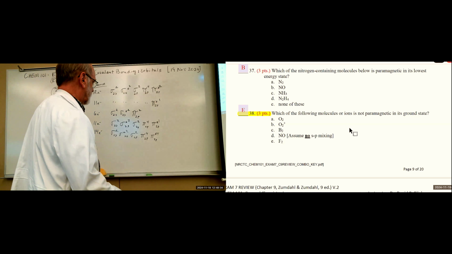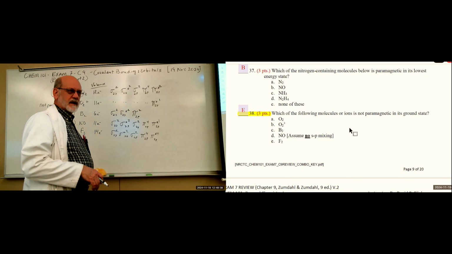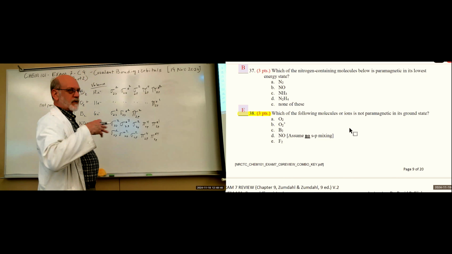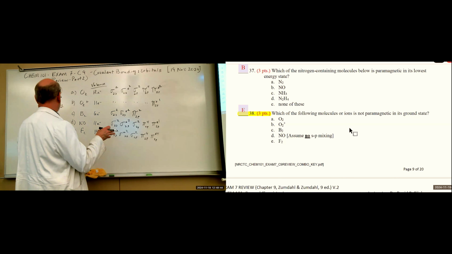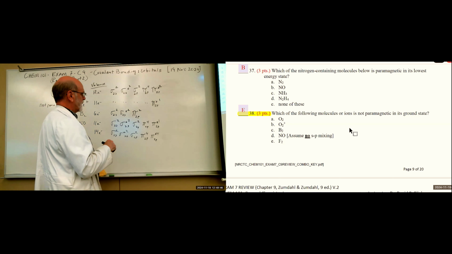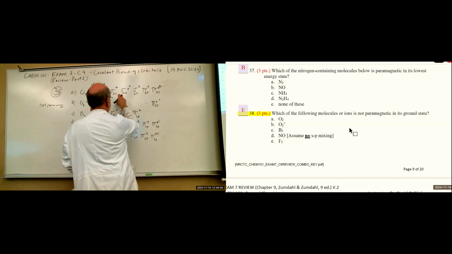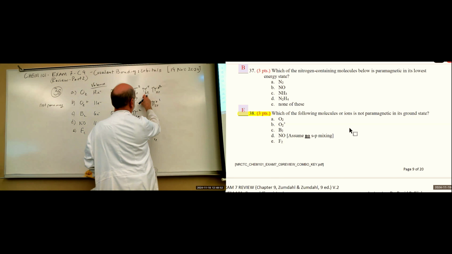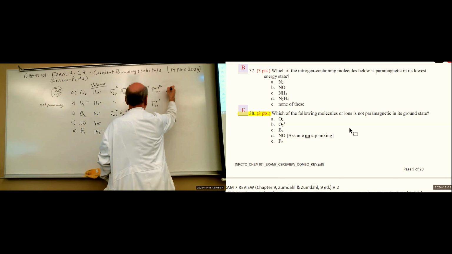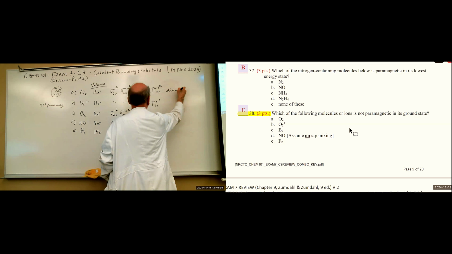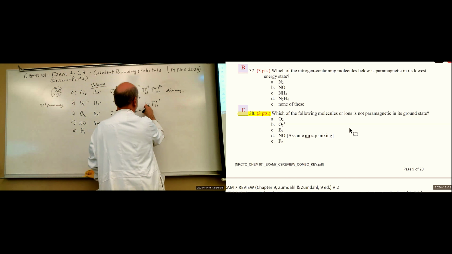Not paramagnetic. Not paramagnetic means diamagnetic. If they have paired electrons, all of them are paired, then it's not paramagnetic. Paramagnetic would be unpaired electrons. So let's see, paired, paired, paired, paired, and paired. So this is diamagnetic. And paired, paired, paired, paired.